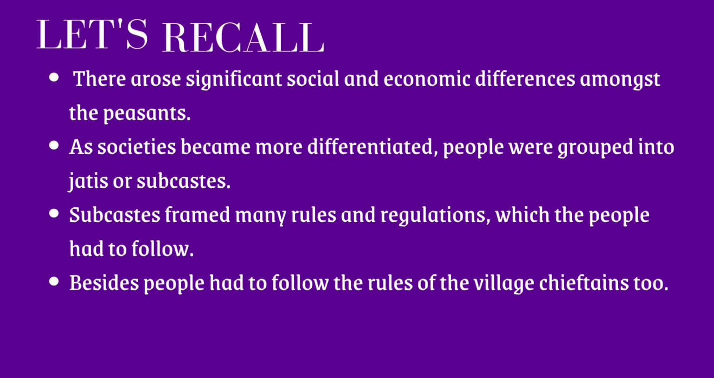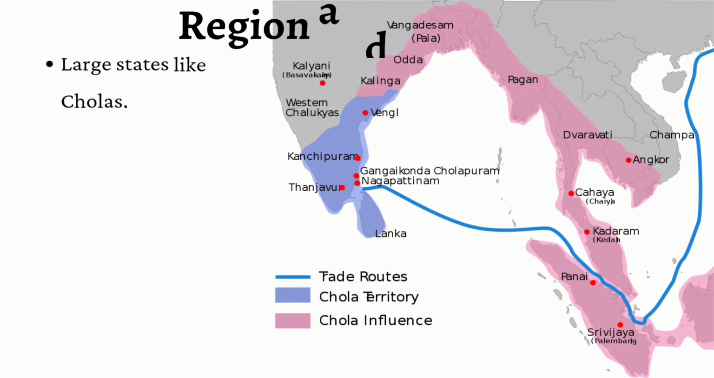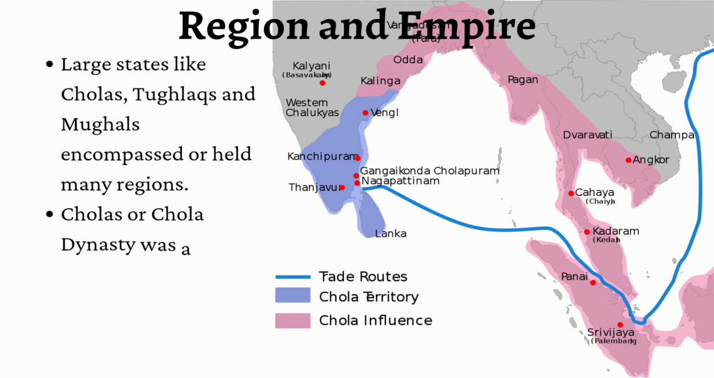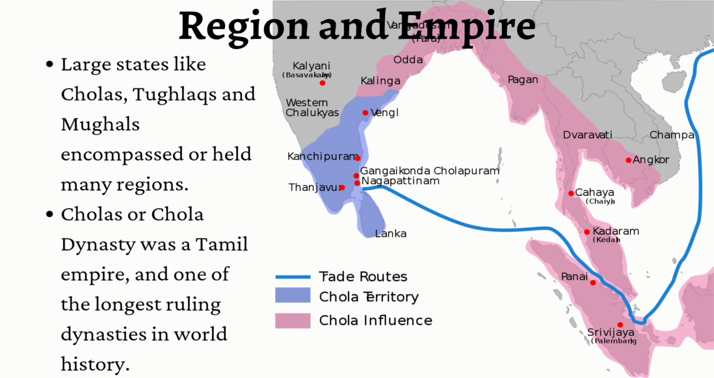Now let's move on to today's class. Region and empire. Large states like Cholas, Tughlaqs, and Mughals encompassed or held many regions. Encompassing means capturing or holding within many regions. Let's begin with the Cholas. The Chola dynasty was a Tamil empire and one of the longest ruling dynasties in the world. You will be learning about them in chapter 2.